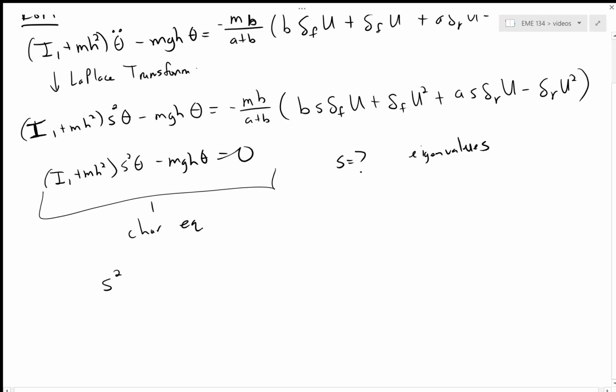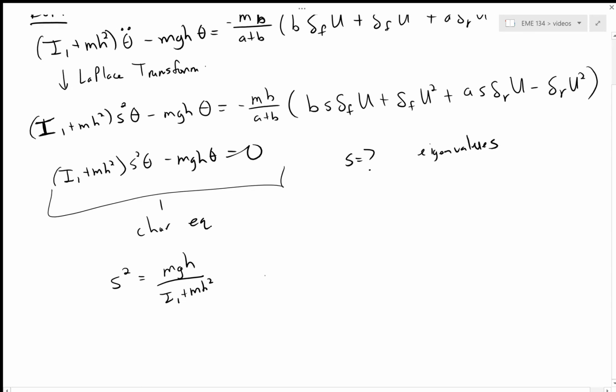So I can write, first divide through by theta, and then I can write S squared equals mgh over I1 plus mh squared. And then S simply becomes plus or minus the square root of mgh over I1 plus mh squared. Okay, so the numerator is positive mgh. The denominator inside that root is also positive. We have a positive value inside the root. So we end up with a real number. Okay, 2 real eigenvalues, but one is positive and one is negative.